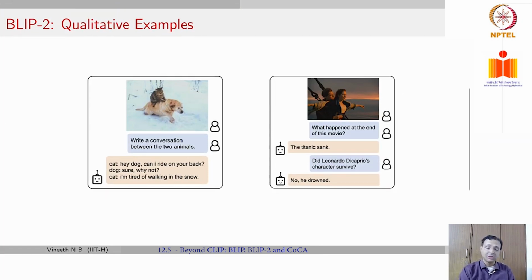We are not going to talk about all the results they have in their paper. They have a various set of results, and I'll encourage you to look at the paper to go through all of those. But here is a simple example. They have this image and a user queries as input to their model: write a conversation between the two animals, and the BLIP-2 model says, cat: hey dog, can I ride on your back? Dog says: sure, why not? Cat says: I'm tired of walking in the snow, and so on and so forth. Here is one more example about the Titanic movie, and there are many more that you can see in their work.